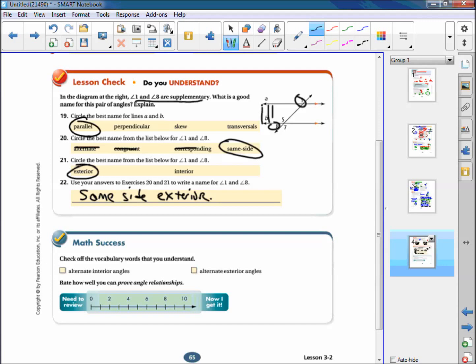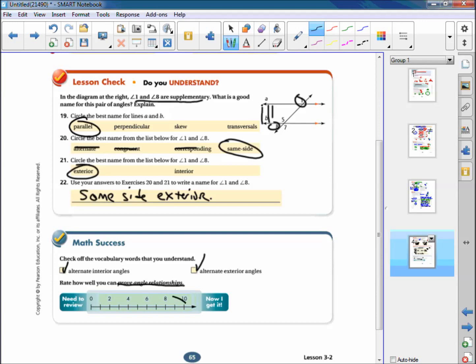Okay. All right. Math success here. So check off the vocabulary words that you understand. Hopefully you know what alternate interior angles are and what alternate exterior angles are. And you should be able to prove some angle relationships. How are you on this meter?